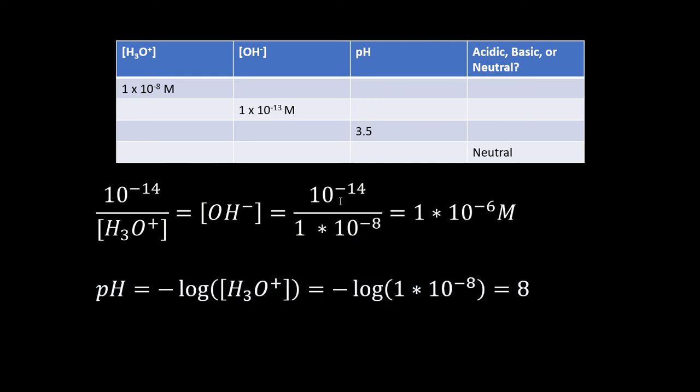So in this case, our hydroxide ion concentration is simply 1 times 10 raised to the negative 6 molars, whereas our pH came out to be 8. And if the pH is above 7, then that basically means our solution is basic.